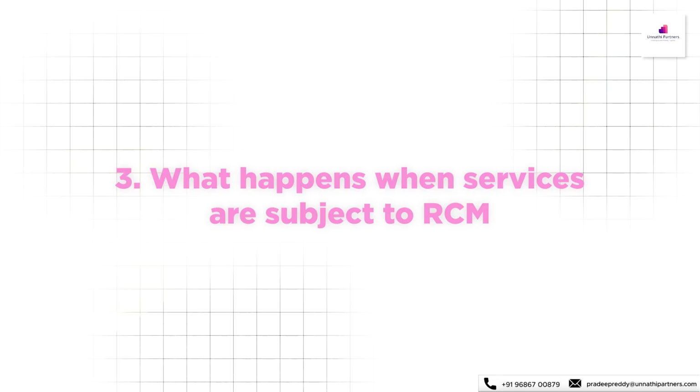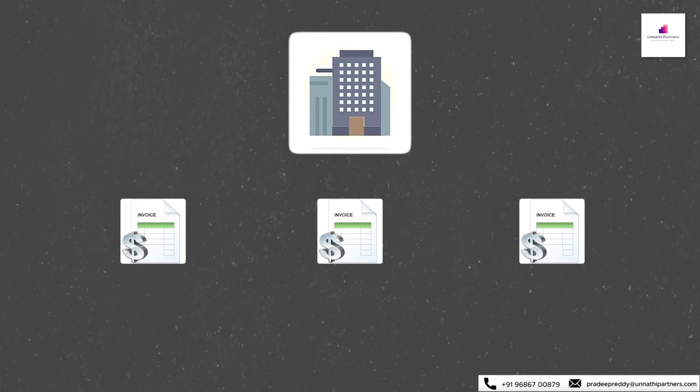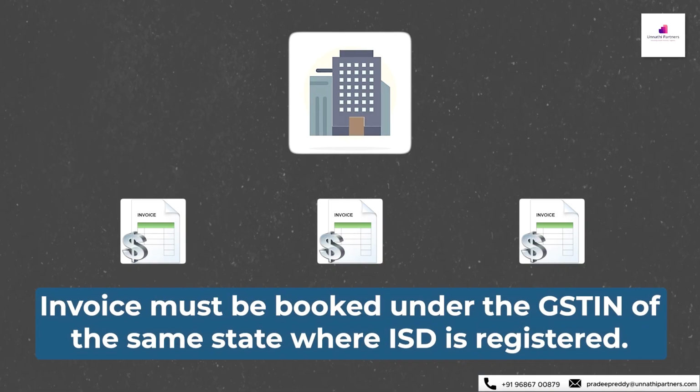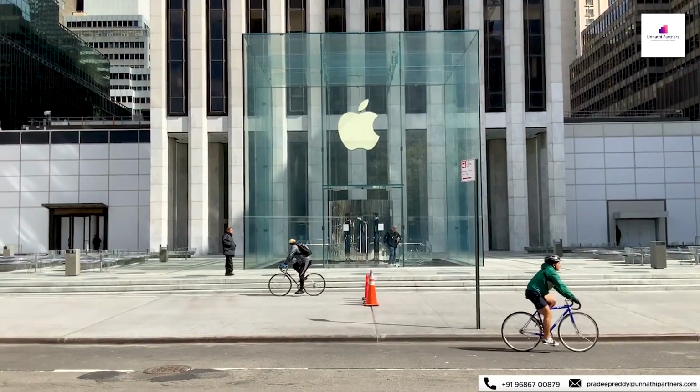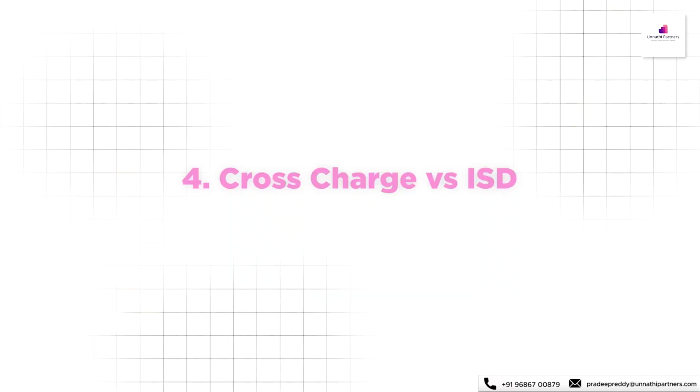Number 3. What happens when the services are subjected to reverse charge? First, such invoice has to be raised on the head office, which typically has a GST number in the same state where the ISD registration also has been obtained. Then, based on such invoice, the head office should pay GST under reverse charge. Thereafter, the head office should raise a GST invoice on the ISD so that this credit can be distributed by the ISD thereafter.